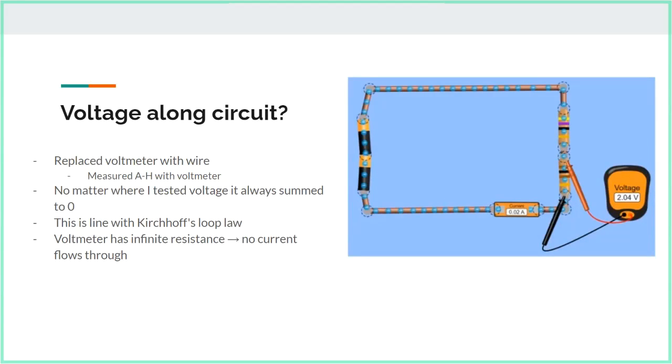Next on the procedure, I replaced the voltmeter with a wire and measured resistance A through H with the voltmeter. A through B measured negative 3 volts, B through C measured 0, CD measured as 0.96 volts, DE was 0, EF was 2.04 volts, and FG and GH were 0 volts. The total volts all summed to 0, which fell in line with Kirchhoff's rule for the round trip of the circuit summing to 0. The voltmeter did not ultimately affect the current because voltmeters have infinite resistance, so no current flows through.